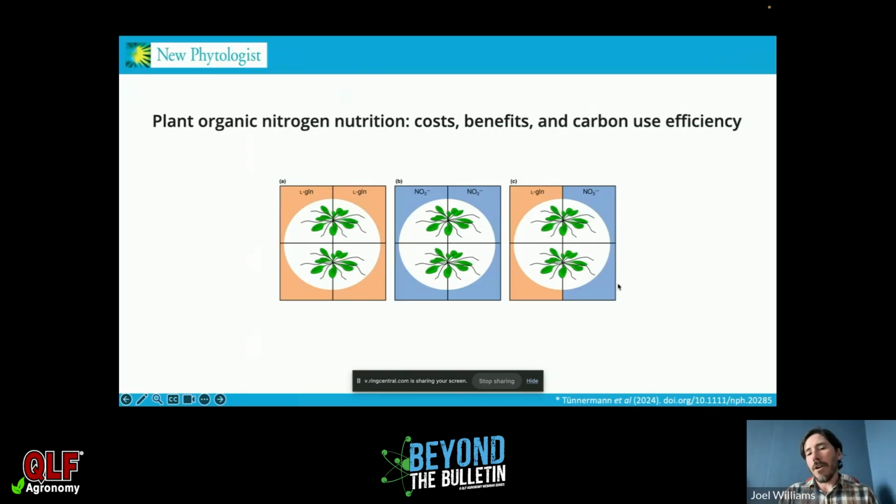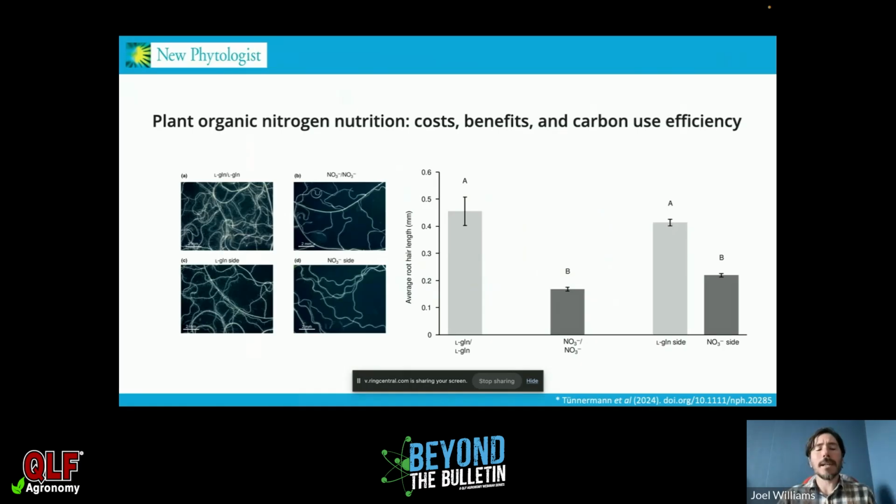And over here in our third treatment, you can see we have split the growing plate in half. On half of the plate, we are supplying organic nitrogen, and on the other half of the plate, we are supplying nitrate, inorganic nitrogen. Now, this is one plant with a split root. So half of the root system is growing in the organic side, half of the root system is growing in the inorganic side, but it is one plant that has its split root. And we look at the impacts of this on our root hairs.